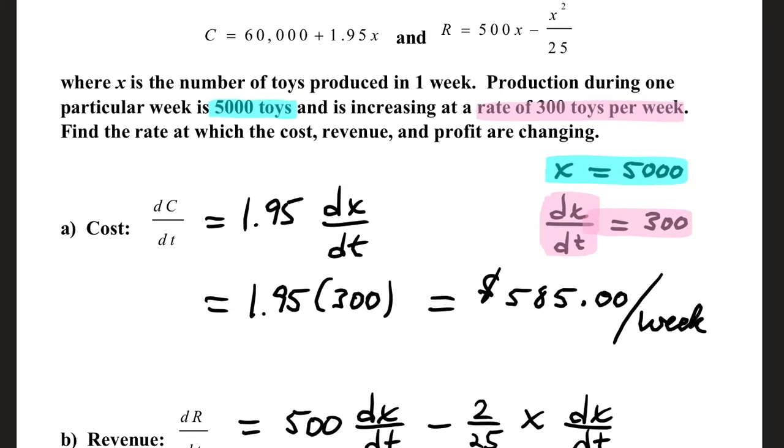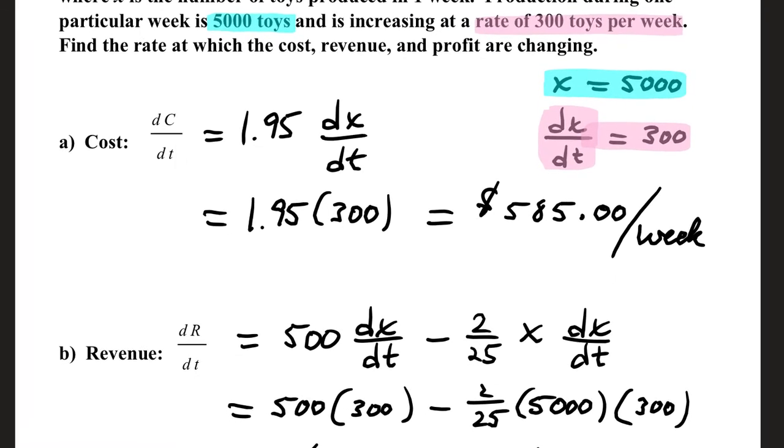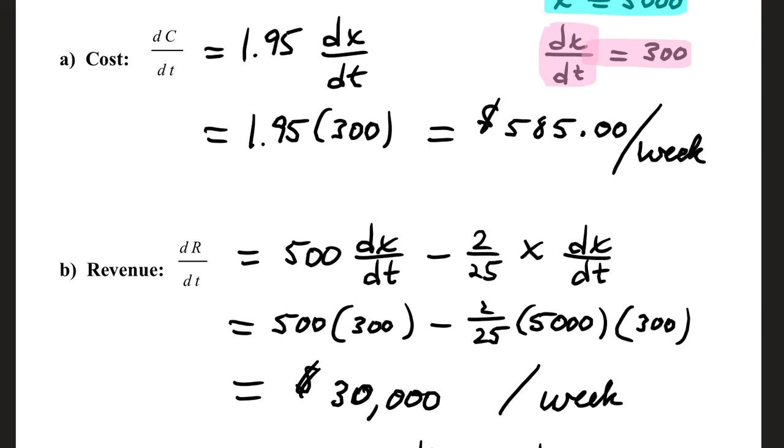Change in revenue, we take the derivative of our top right function. That's going to be 500 dx dt minus 2 over 25x dx dt. At the bottom of your screen, that derivative is written out. Substitute the values given from the description in the problem. We have 300 as our rate of change in toy production. 5,000 toys were produced that week. So we substitute in our values 300 and 5,000, make our calculation, and we get $30,000 per week in revenue. That's a change of revenue.